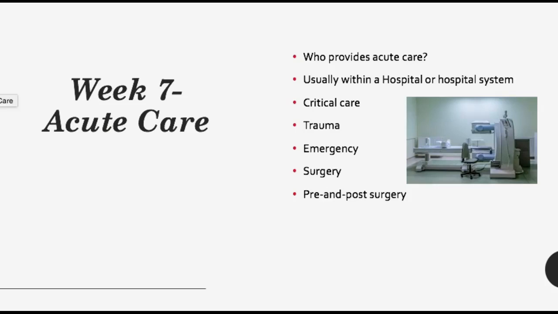Who provides acute care? Now, when we talk about acute care, we're usually talking about the hospital or the hospital system. Some of you probably have some experience working in a hospital system. This is called the acute care network. Usually, it includes trauma, the emergency room, critical care, surgery units, cancer units, those specialty units that you find within a hospital.